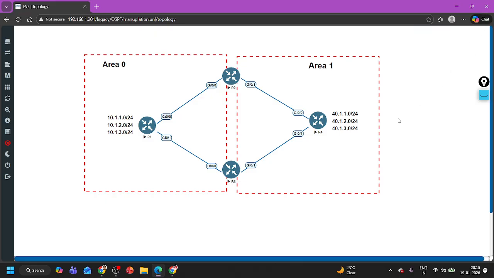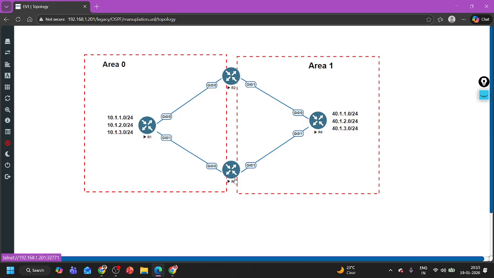Which router generates LSA 3? The area border router, ABR. Which router is ABR here in my scenario? R2 and R3. R2 and R3 are my ABRs.